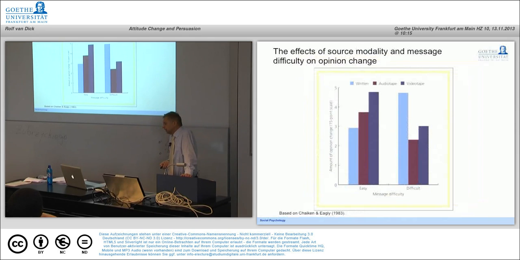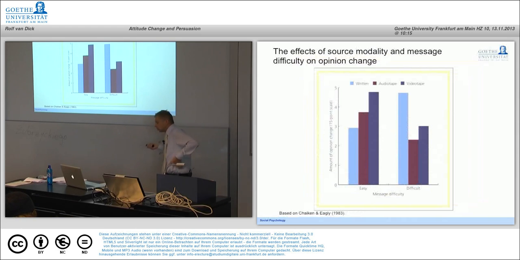This is another example by Chaikin and Eagly. They varied source modality and message difficulty on opinion change. So they presented messages in written, audio tape, or videotaped format, and they manipulated whether the message was easy or difficult. And this is the amount of opinion change.